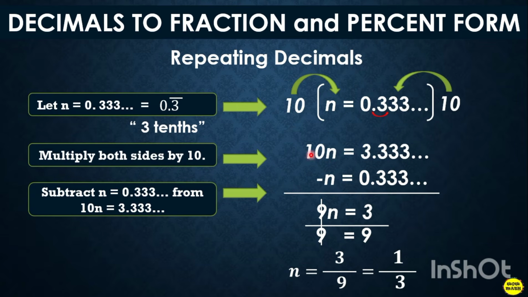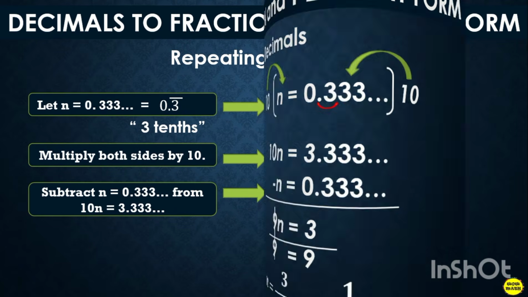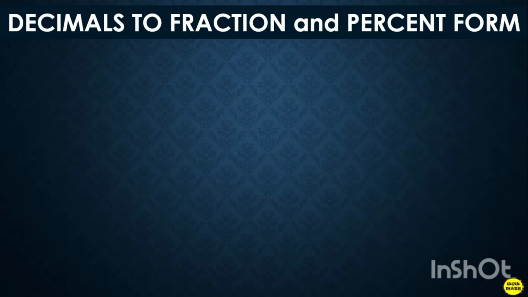Kapag ito ay 100, nagkakaroon ka ng 99. Kapag ito ay 1,000, nagkakaroon ka ng 999. But since this is only 10, that is only 9. So, ito po yung gagamitin natin mamaya as our shortcut. Sabihin na natin shortcut, mas madaling paraan. Kaya gagamitin natin itong 999, 999 kasi dito po yun ang gagaling. Let's start. So, let me show you the shortcut of converting decimals to fraction and percent form.